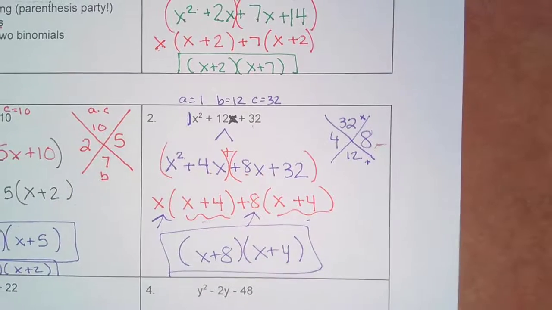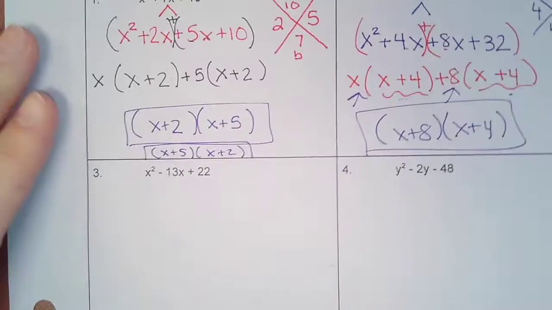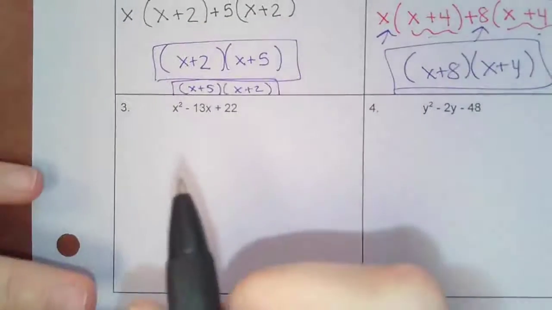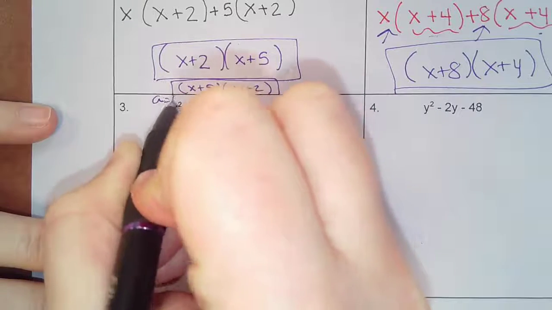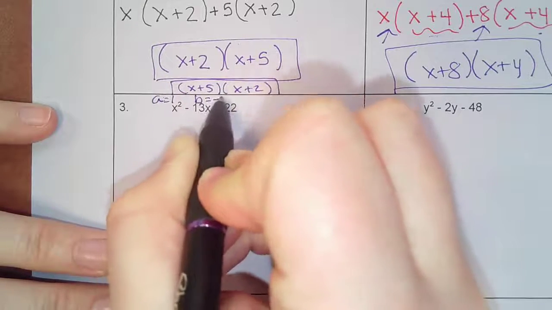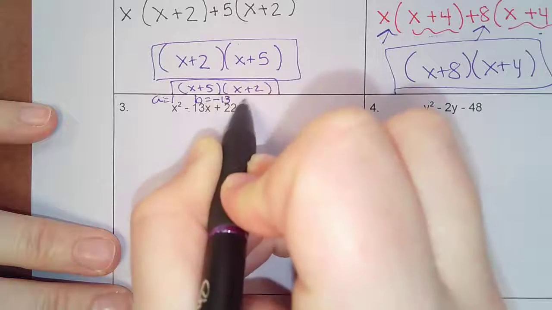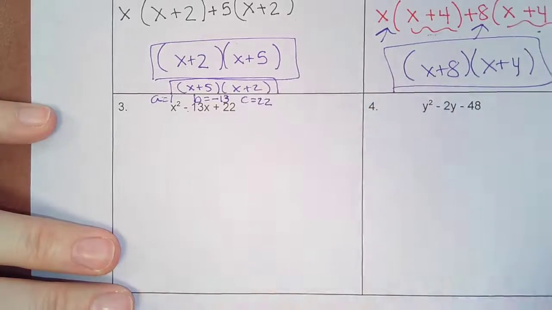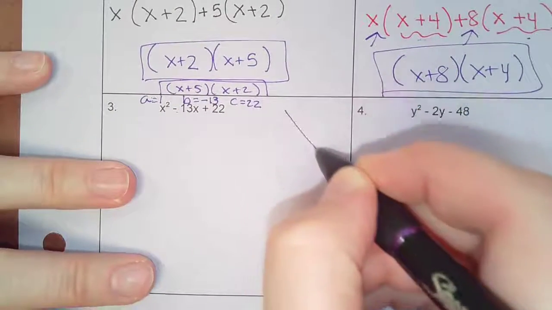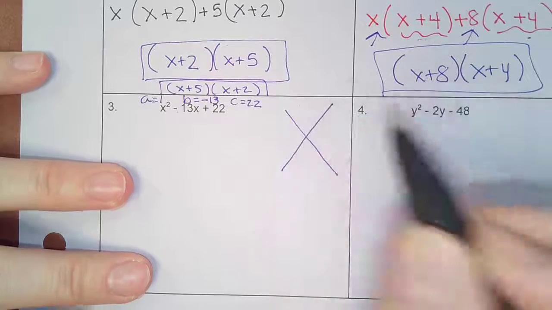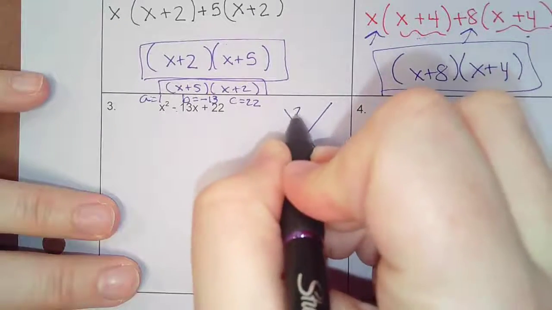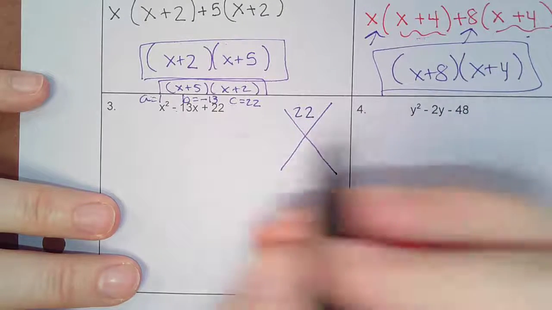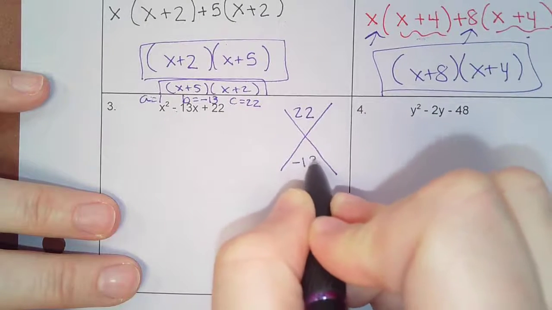Number 3. So now we have a minus sign in there. So it might look a little bit different. So first, let's label A, B, and C. So A equals 1, B equals negative 13, C equals 22. So I'm going to build my x. At the top, A times C. 1 times 22 is 22. At the bottom is negative 13.